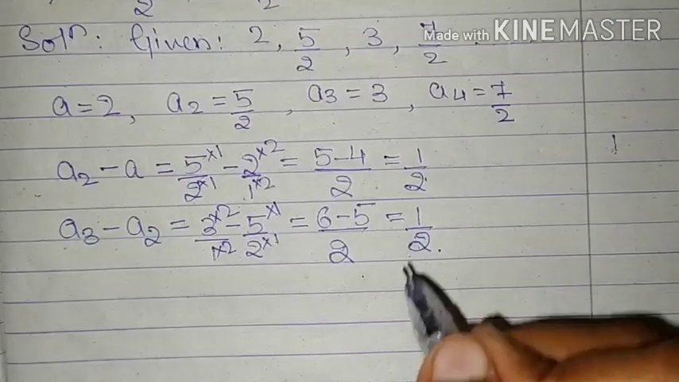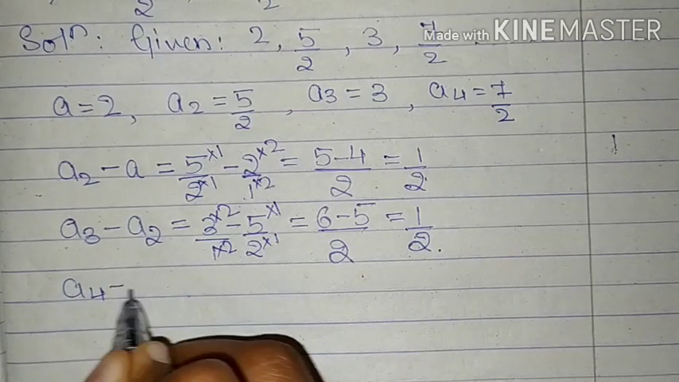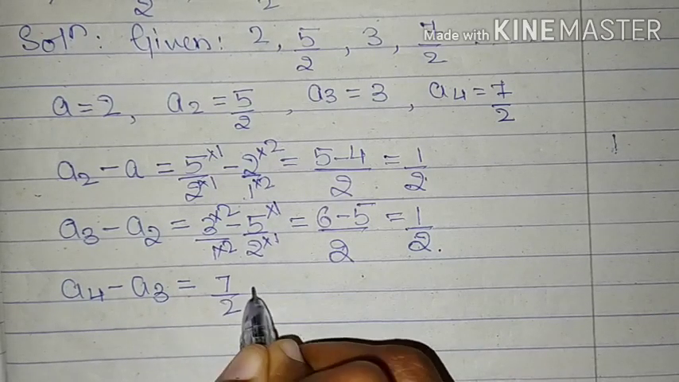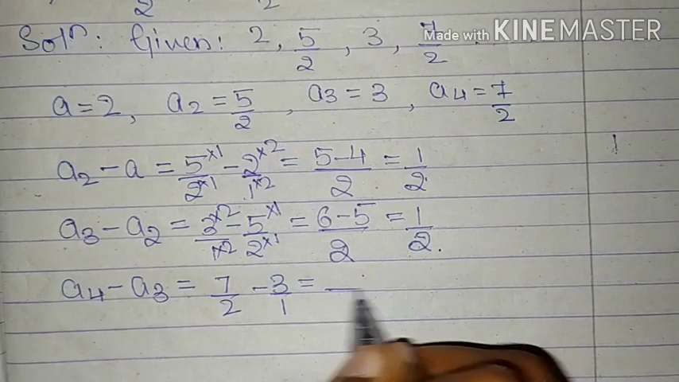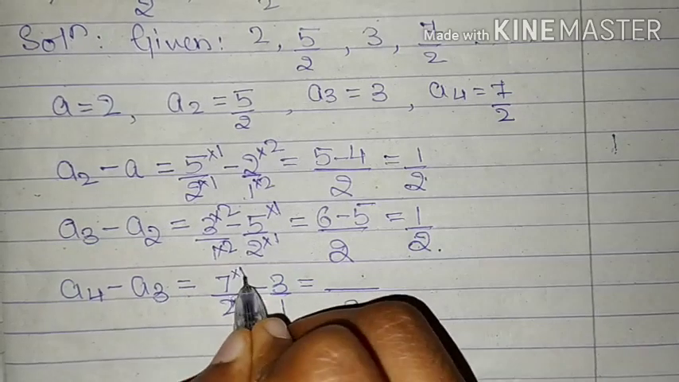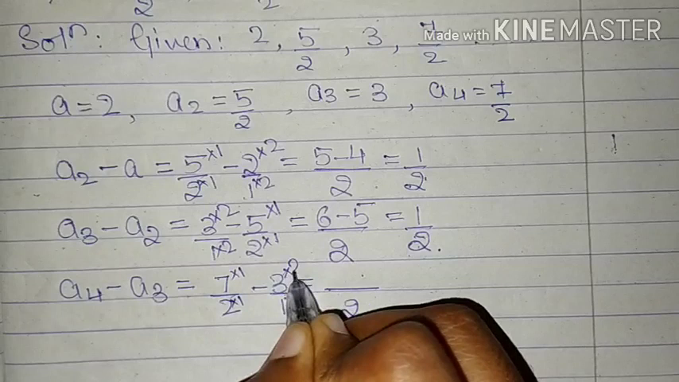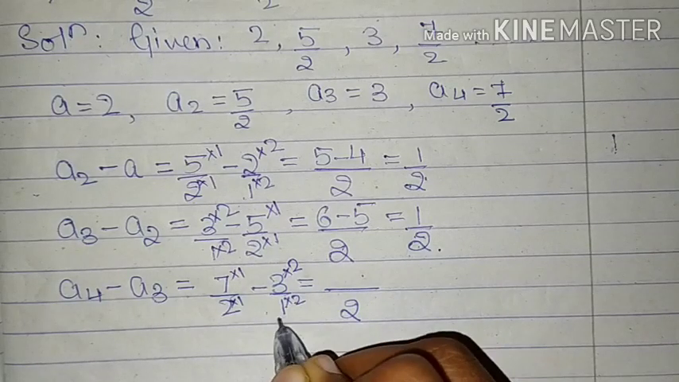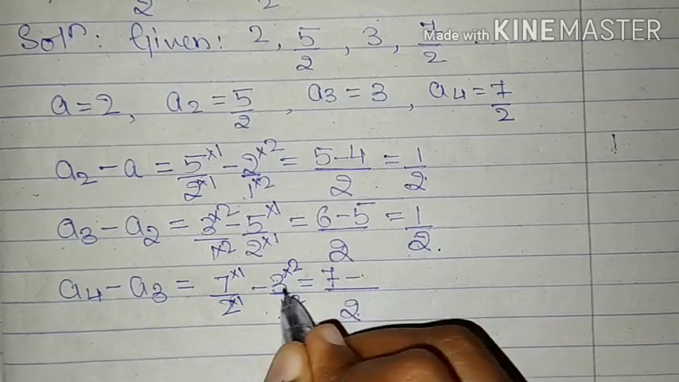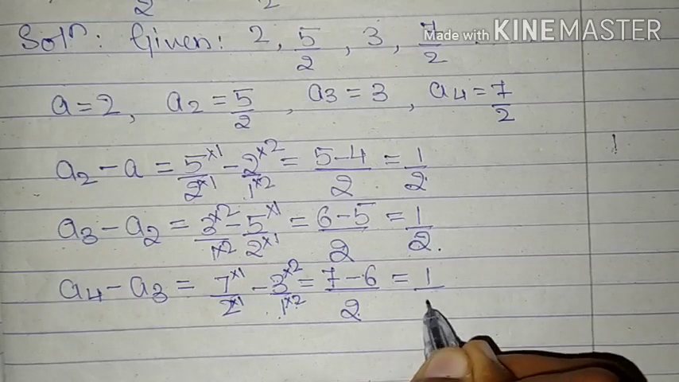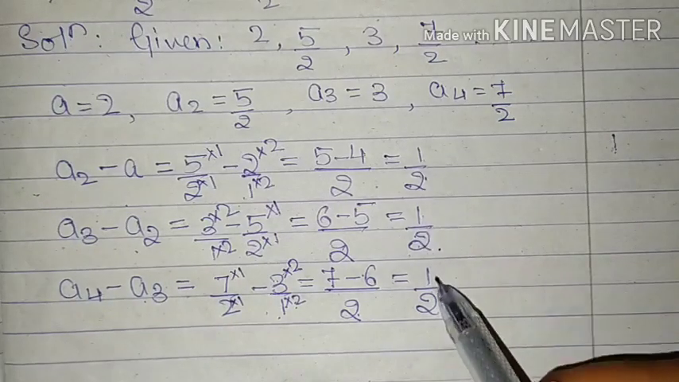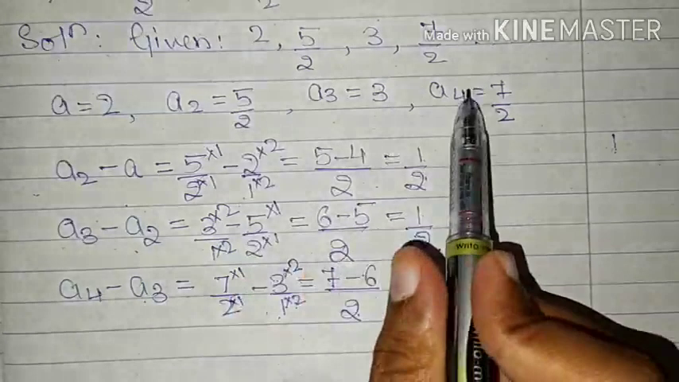So the last two terms, that is a4 minus a3, which is 7/2 minus 3. Once again, the LCM of the denominators is 2. When you multiply 1 by 2, you will get 2, so multiply the numerator by 2. We get 7 minus 3 2s are 6, which is once again 1/2. So now the difference between consecutive terms is a constant. Hence, the given list of numbers is an AP.